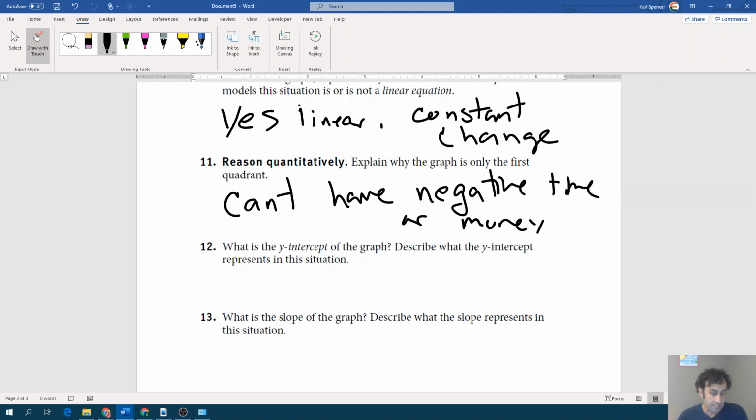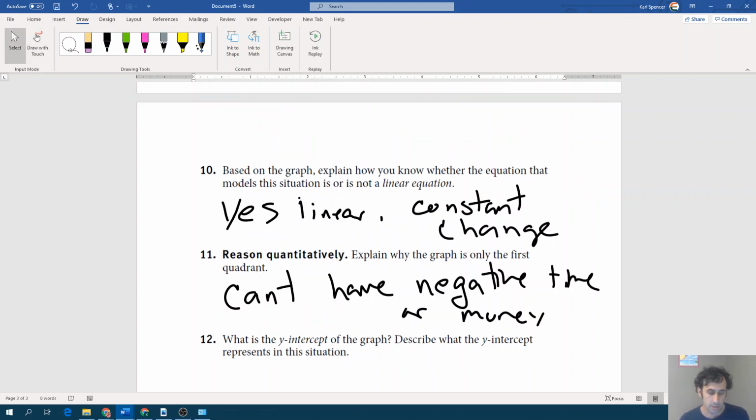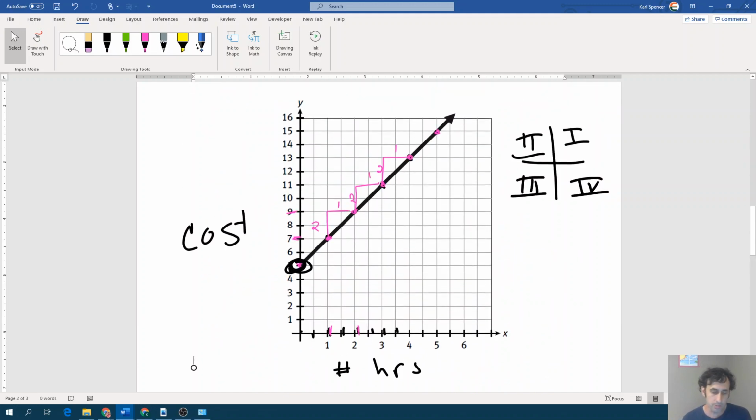Question 13, again, these are sort of conceptual. What is the y-intercept of the graph? Describe the y-intercept in this representation. So again, going to this graph, which one's the y-axis? Well, they got them labeled for us. This is the x. That's the y. So the y is our up and down, the x is the left and right.